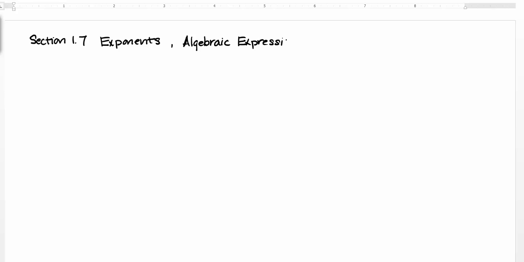Okay, section 1.7 talks about exponents, algebraic expressions, and order of operations. So we're going to be talking about section 1.7: exponents, algebraic expressions, and order of operations.